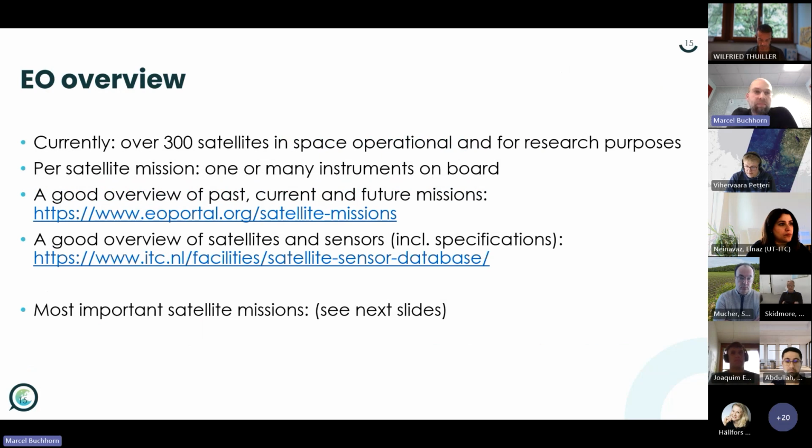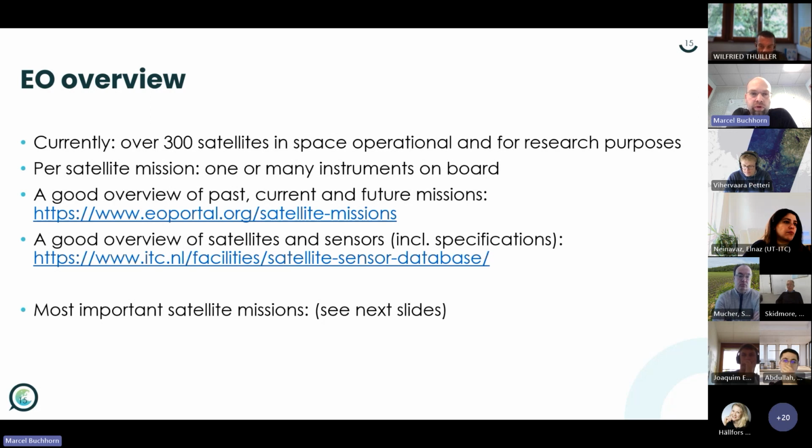Okay, we come to the Earth observation overview, so satellite remote sensing. Currently, we have more than 300 satellites in space for operational and research purposes. So you can imagine that there's quite a lot of data sources and data sets available. Every satellite mission can have one to many instruments, so you get even more data possibilities.